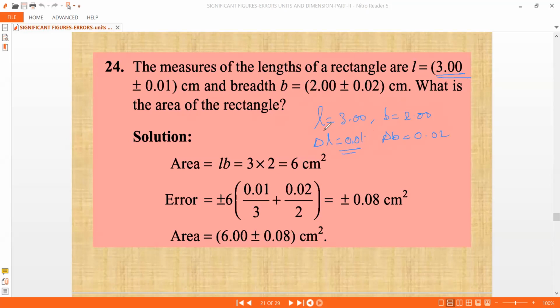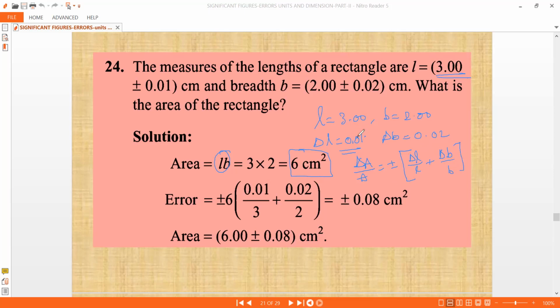And now you have L into B. First calculate the area, which is L into B. That is 6 centimeters square. And now what is delta A by A? This is how we calculate. Delta A by A is plus or minus, when there is a product, delta L by L plus delta B by B. This is the relative error.